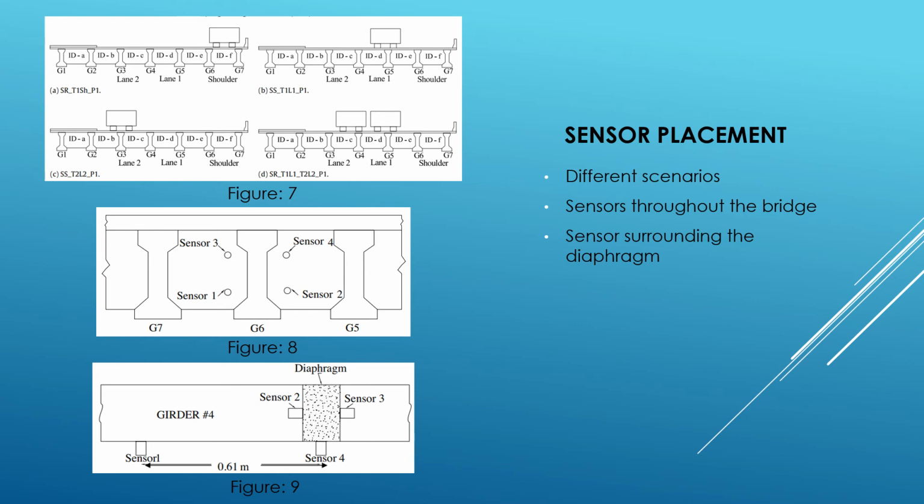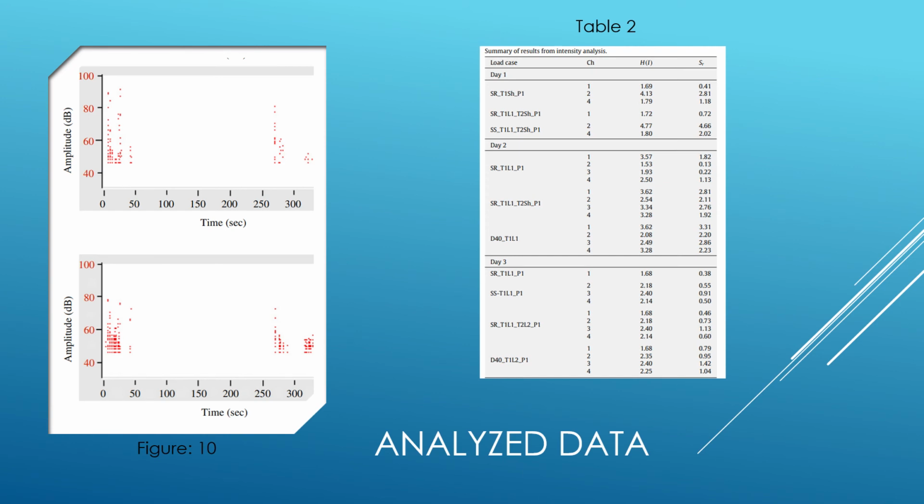In Figure 8, we see the different sensor placements around the girders. Figure 9 shows another arrangement of sensors placed around the girder for the sensors surrounding the diaphragm. By using selected software, the results are analyzed. Figure 10 shows the results of a handful of tests performed.